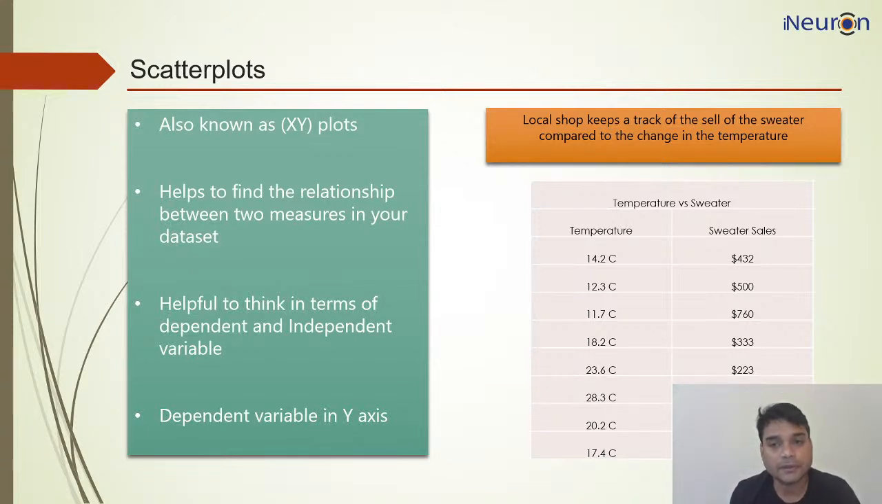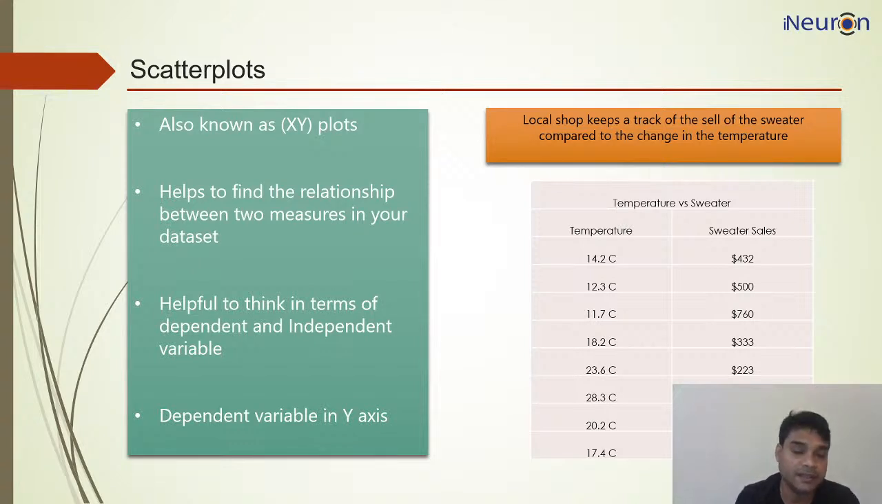Now, what is a scatterplot? By now you know we use scatterplot to find the relationship between the data. It is also known as XY plots. If you focus on the example on the right-hand side of your screen, it will be easy for you. There is a comparison where the sale of sweaters increases when the temperature falls and decreases when the temperature increases. So if you keep an eye on the temperature and the sweater sales value, you can understand the relationship between temperature and sweaters.